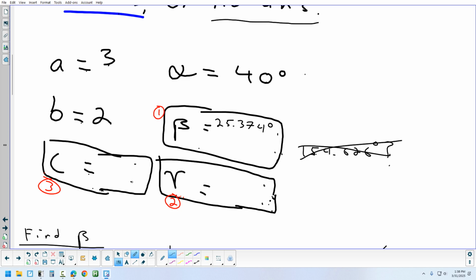Yep. So they either all have two, they all have one, or they all are no solution. Yeah, I'm kind of confused. How do you know that number doesn't work? Like, doesn't fit the triangle?